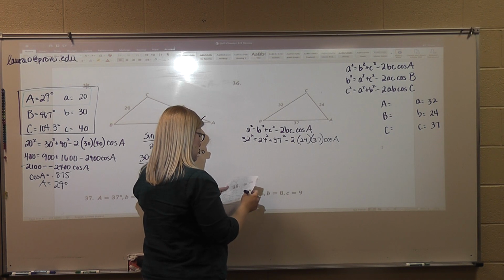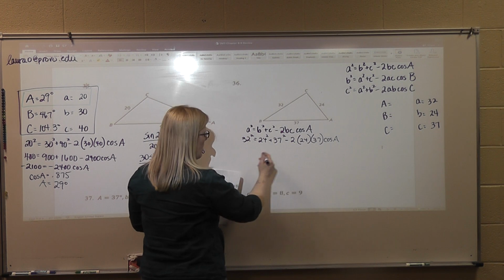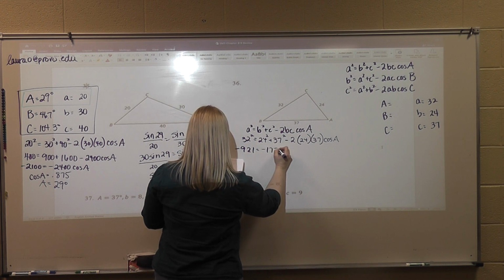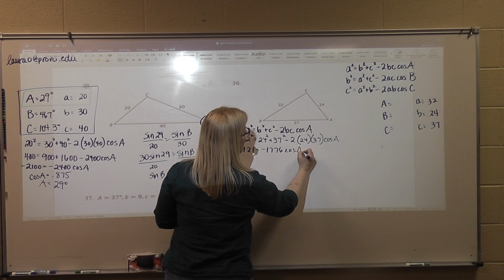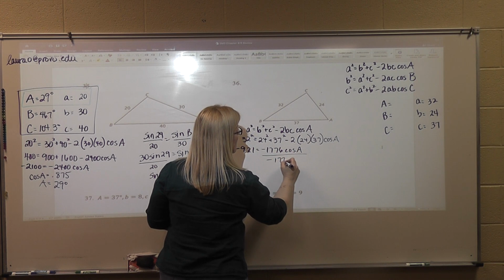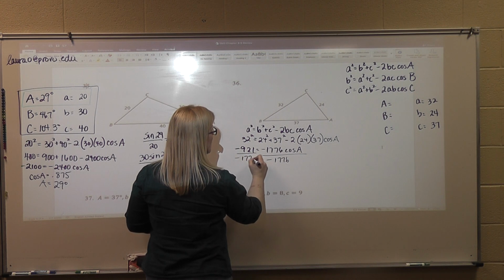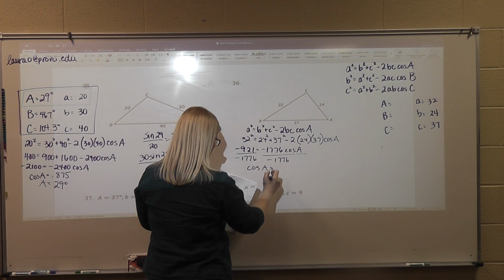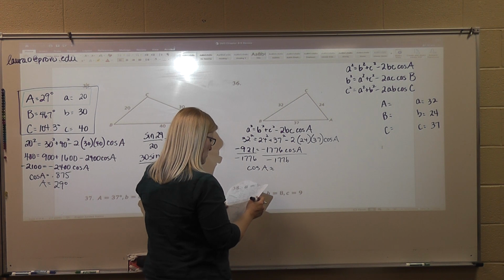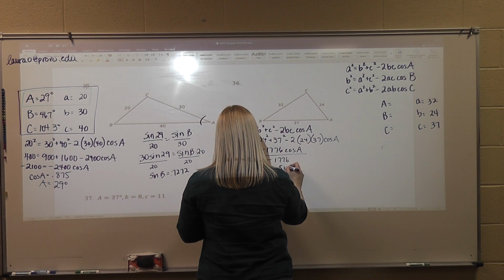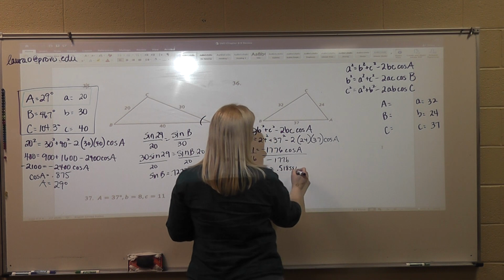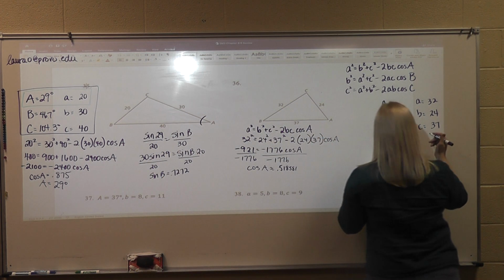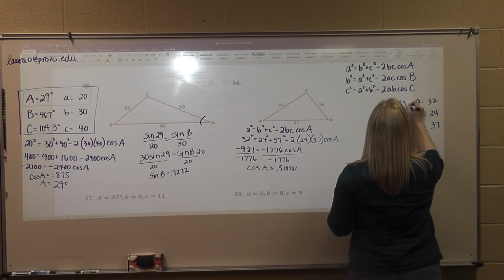So when I put it all in there, I end up with negative 921 equals negative 1776 cosine A. Divide by negative 1776. And so cosine of A is approximately 0.518581. And when I take the inverse cosine, I end up with 58.8 degrees.